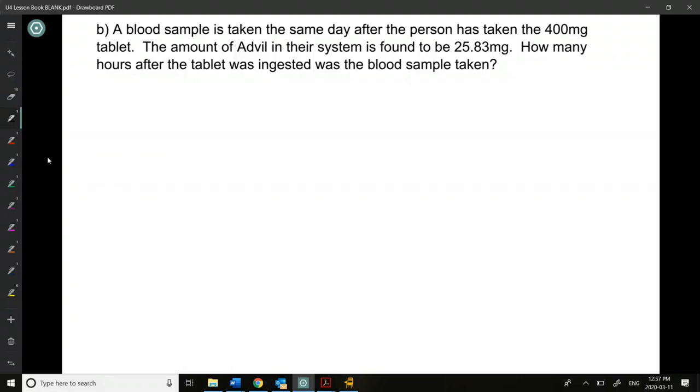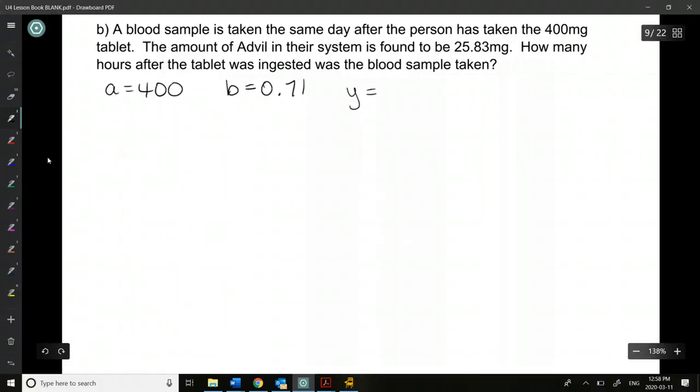All right, so someone takes this 400 milligram tablet, and a blood sample is taken the same day. The amount of Advil in their system is found to be 25.83 milligrams. How many hours after the tablet was ingested was the blood sample taken? Okay, so we still have a 400 milligram tablet. What do we know about the B value from part A? It's 0.71, that's right. And what else do we know? We do know the Y value. What's the Y value? Josh?